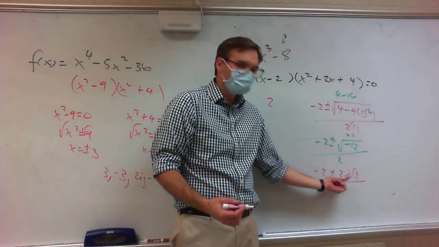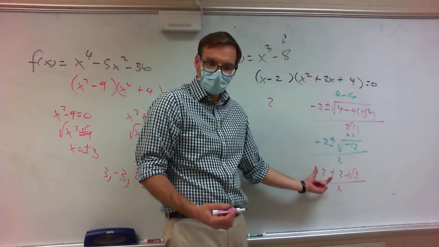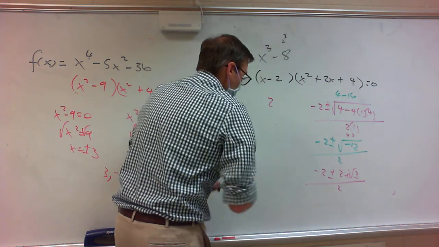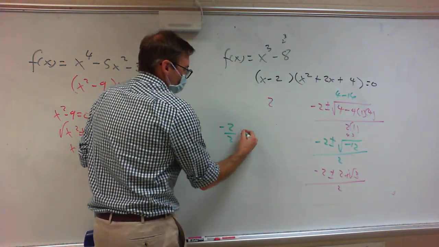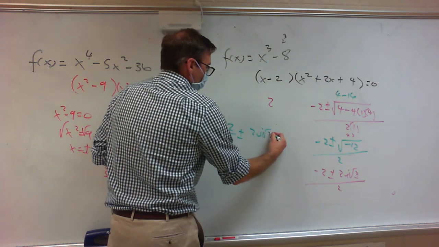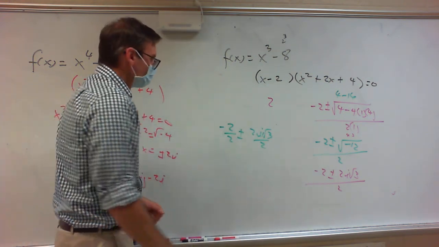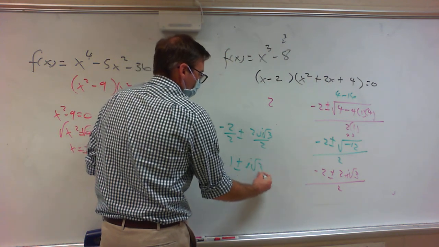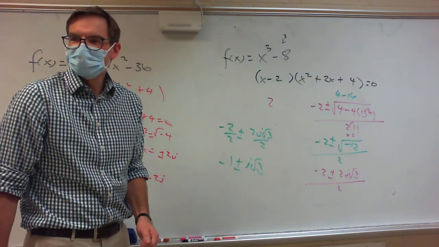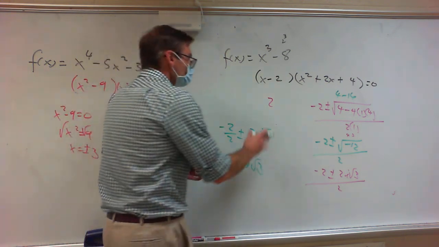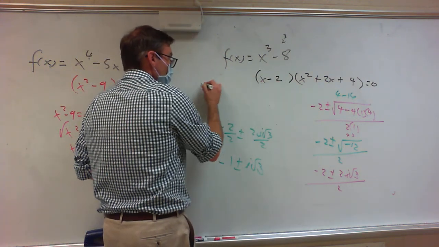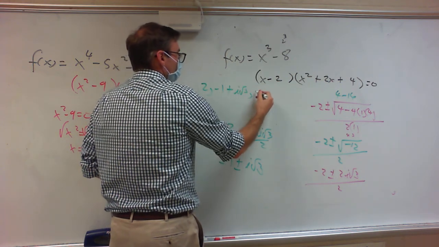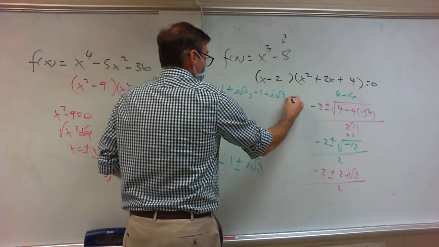Yes, because the 2 goes into both. If you were to break this fraction apart, you'd have negative 2 over 2 plus or minus 2i square root of 3 over 2. So that'll give me negative 1 plus or minus i square root of 3. So our 3 zeros are: this gives me a 2, and then I get negative 1 plus i square root of 3, and negative 1 minus i square root of 3.